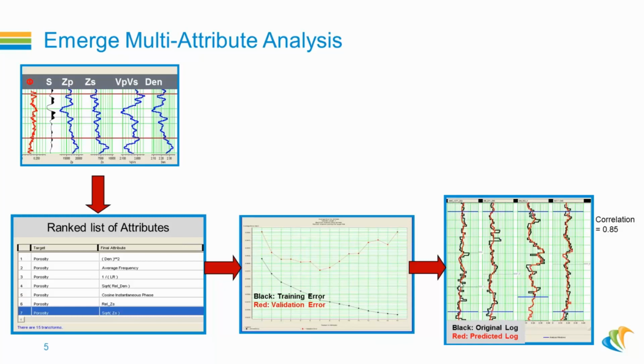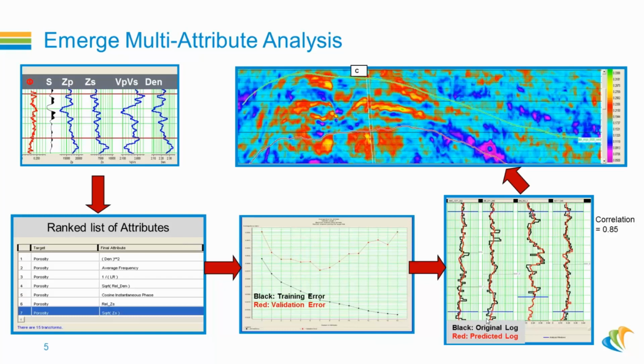In this example, the correlation between the original and the predicted logs was 85%. Then I applied the derived statistical relationship to the entire volume and predicted the porosity volume. The same iterations can be repeated on other properties, so I repeated them for V-shale and for water saturation volumes.